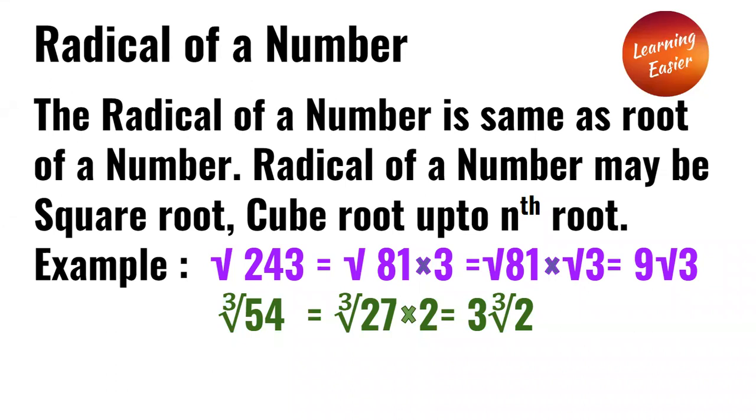Example, square root of 243 is equal to the square root of 81 times 3, which is equal to the square root of 81 times the square root of 3. Since the square root of 3 is going to be a decimal number, we're going to find the square root of 81, which is 9. So the square root of 243 is equal to 9 square root of 3. Cube root of 54 is equal to the cube root of 27 times 2, which is equal to 3 cube root of 2.